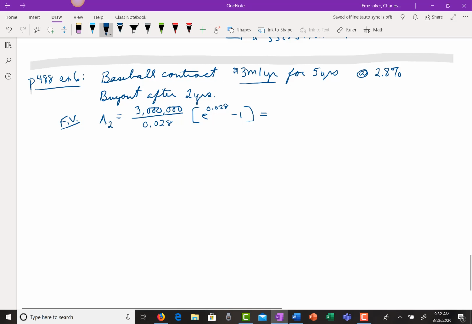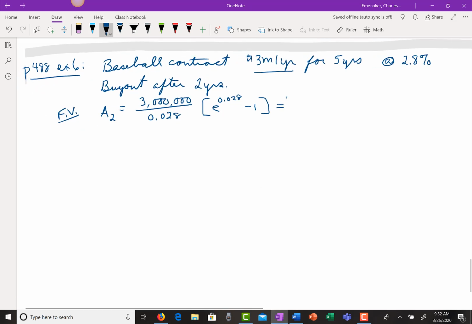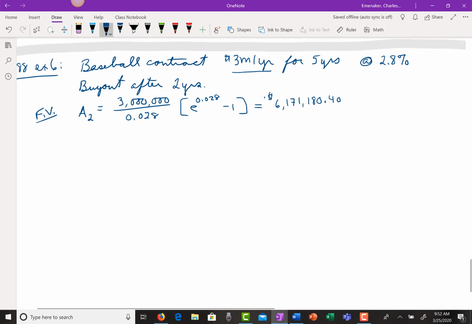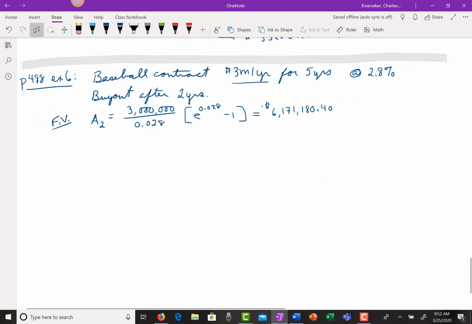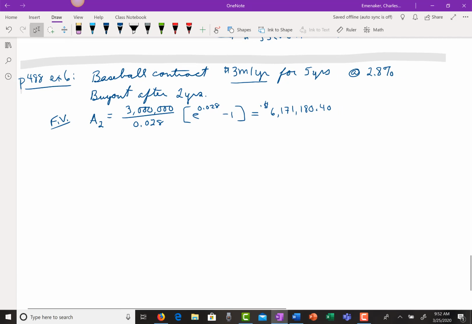Hopefully you actually paused the movie and did that. If you didn't, you need to practice this, because when you get to the quiz and test, you want to make sure it's working great for you. What this says is that the accumulated value of what the player has already been paid is $6.2 million.